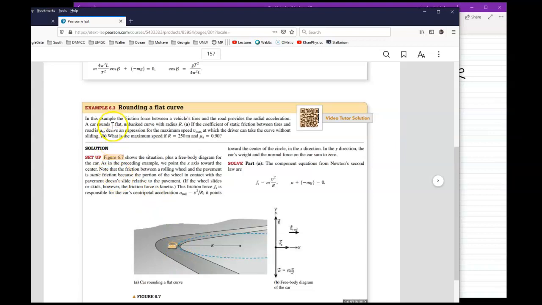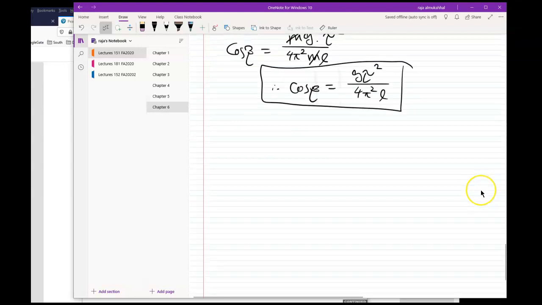It's that a car rounds a flat, unbanked curve with radius big R. If the coefficient of static friction between the tires and the road is mu sub s, derive an expression for the maximum speed at which the driver can take the curve without sliding. And then the second part is easy. You just plug in the numbers that you've gotten from part A. I'll give you the radius of the curve, and then you have the static friction 0.9, and then we'll plug it in. But anyway, this is how it works. Let me show you.